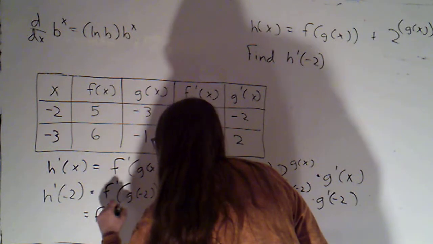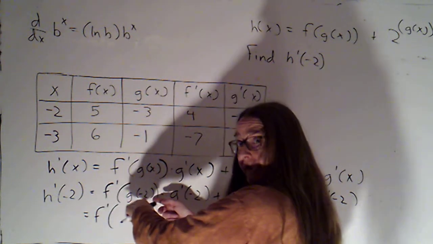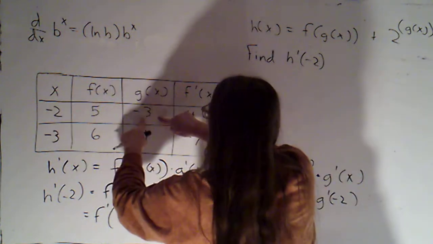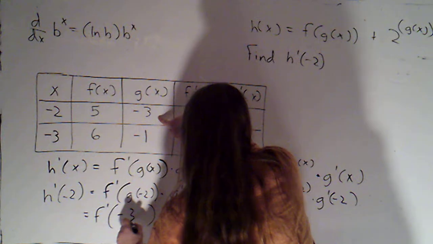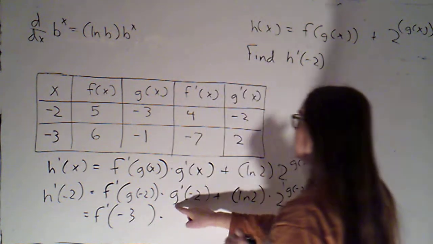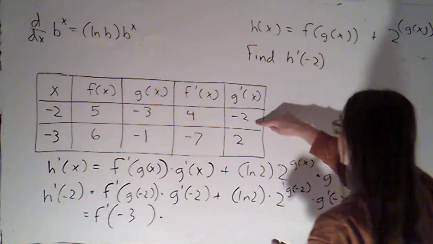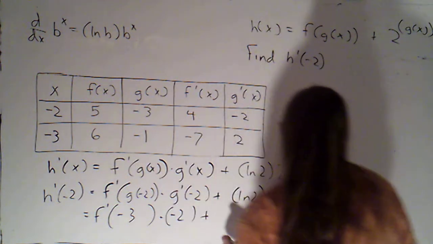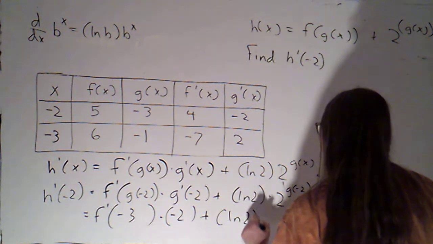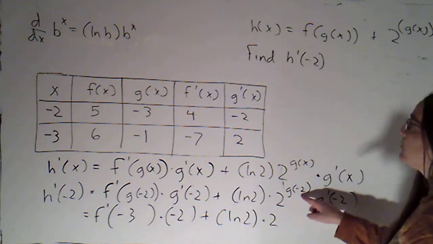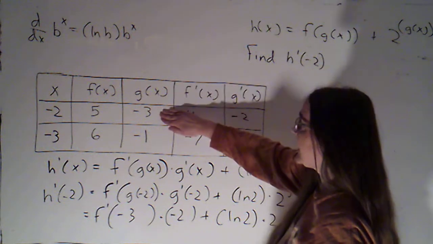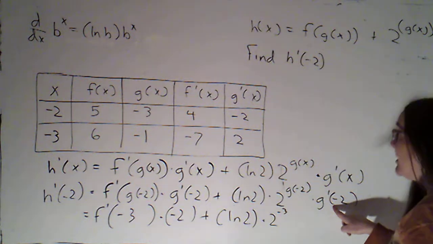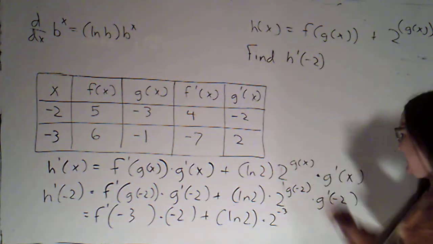Now here, this is still f prime, but I can figure out what I'm plugging into that. g of negative 2 was negative 3 times g prime at negative 2. That's going to be this entry right here, so times negative 2, plus the natural log of 2 times 2 raised to the g of negative 2, which was negative 3. And g prime of negative 2 was the negative 2.